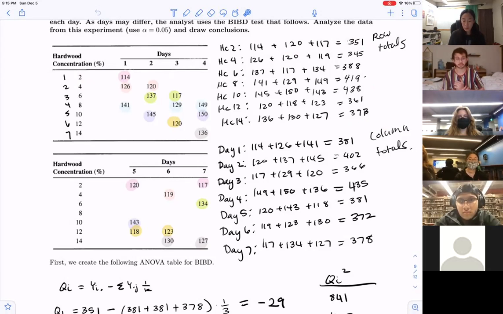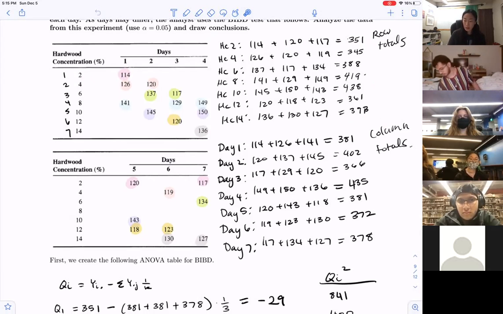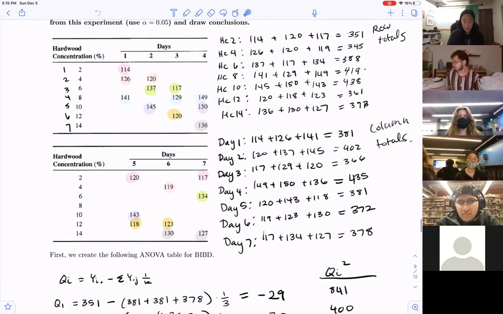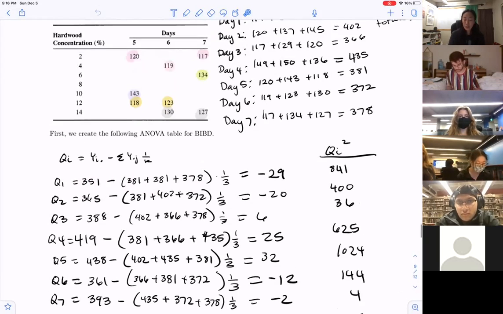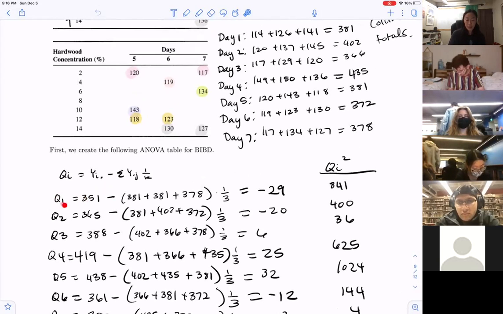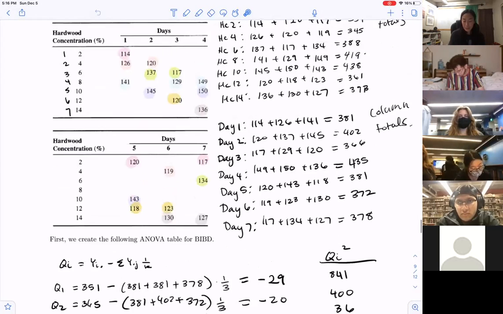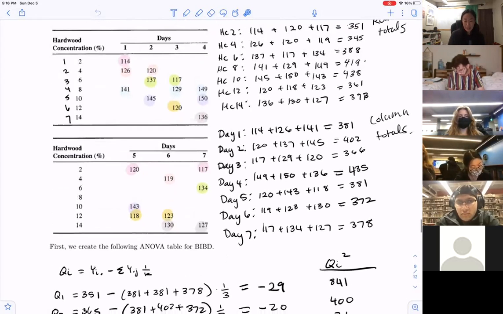Once I get my vector of row totals, I find my column totals: for day one, these three values, day two, these three values, and so forth. Now to find my Qi vector, I take my row total, which is why Qi is associated with row total. My row total subtracts the sum of the column totals that are relevant and associated with my row total.